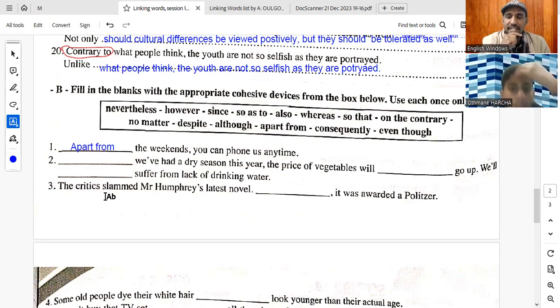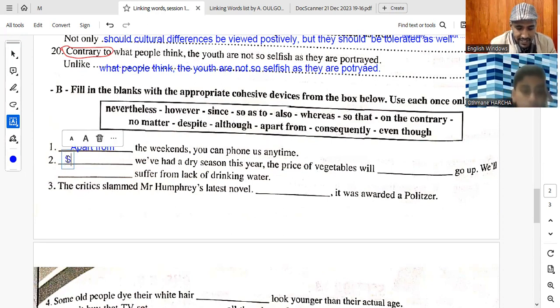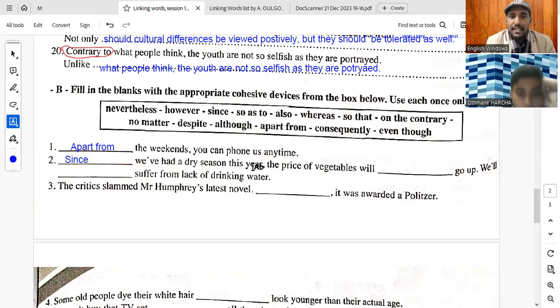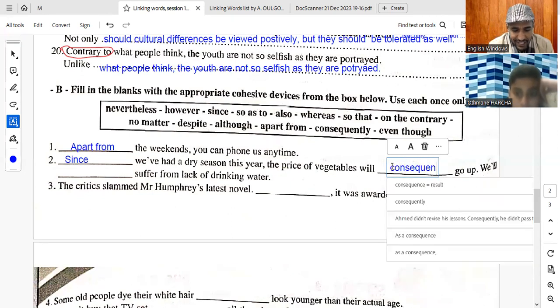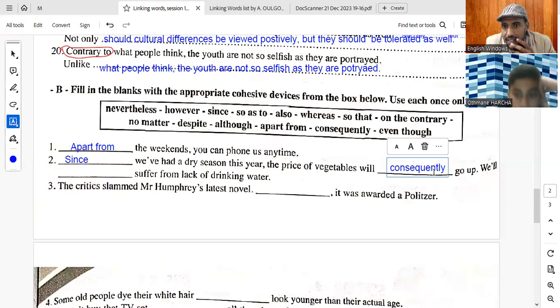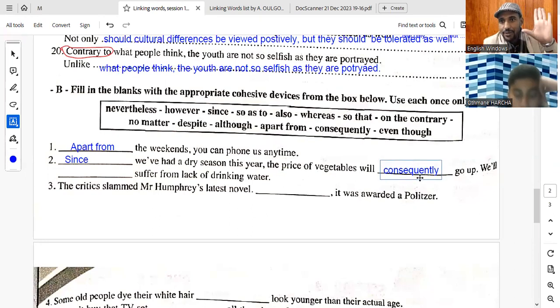The price of vegetables will go up. Since, very good, c'est très bien. Since means puisque. Since we've had a dry season this year, the price of vegetables will... Consequently, very good. If we need a linking word to express consequence, it is consequently. The price of vegetables will consequently go up. It means will increase.